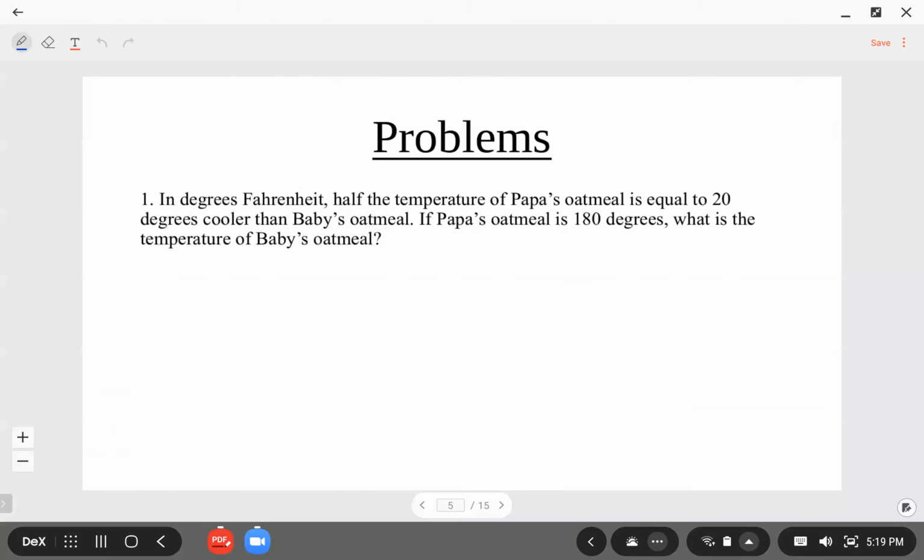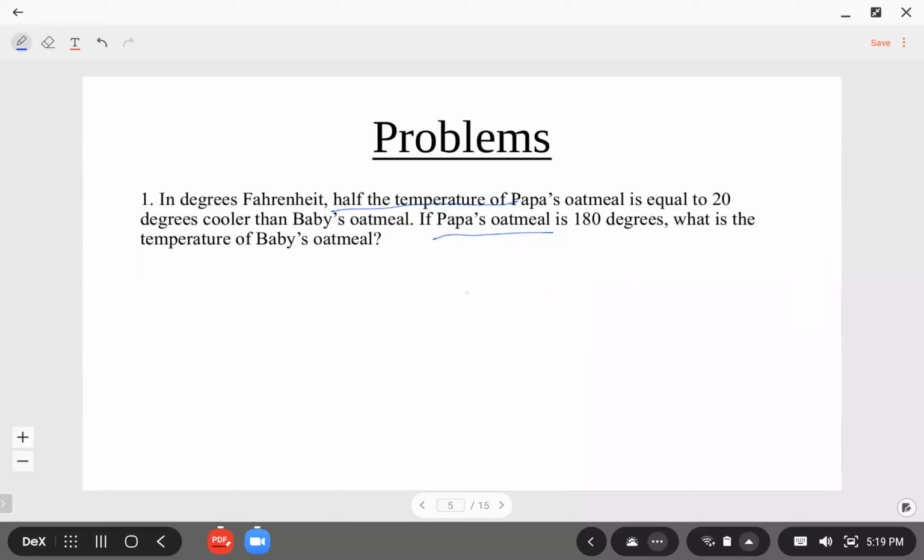Okay, so look at this. In degrees Fahrenheit, half the temperature of Papa's oatmeal, half the temperature. Already a clue. And you see here, Papa's oatmeal is 180. Divide it first. Okay, 90. We're at 90. And then it is equal to 20 degrees cooler, which means baby's oatmeal is 20 degrees hotter. So what is the temperature of baby's oatmeal? Plus 20 equals 110. That's an easy 10-second question.